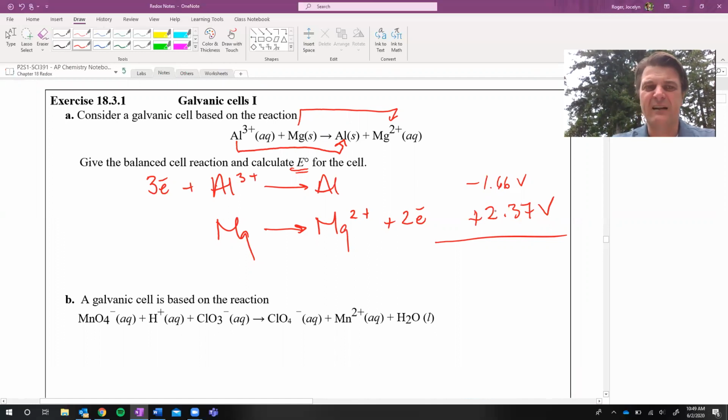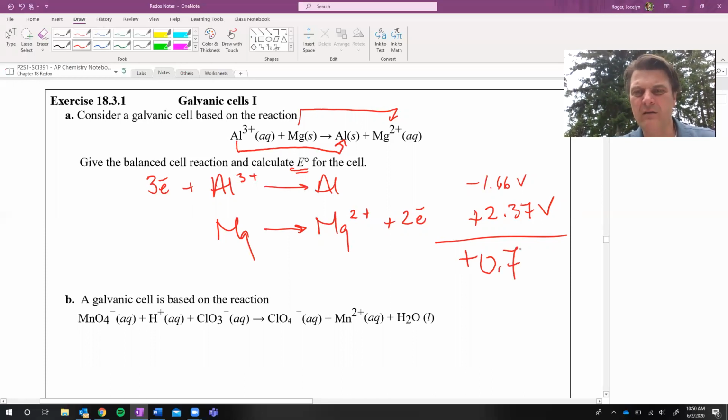Remember that because this is galvanic cells, the voltage always has to be positive. So in this case, it's perfectly written because the greater number is positive. But we're going to see in an example just a little bit down the road that sometimes you have to flip things over. All right, so negative 1.66 plus 2.37 gives us a positive 0.71 volts. So that's the voltage.